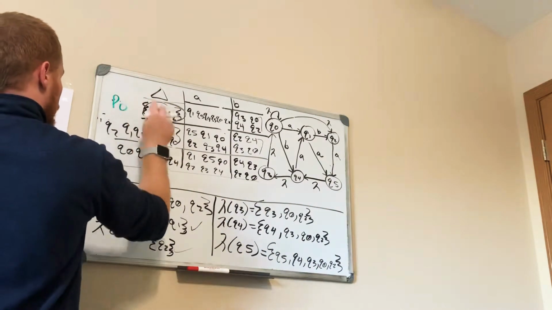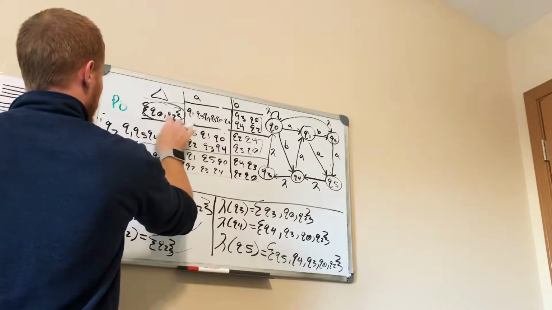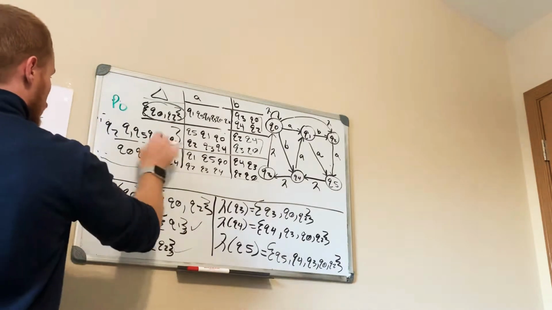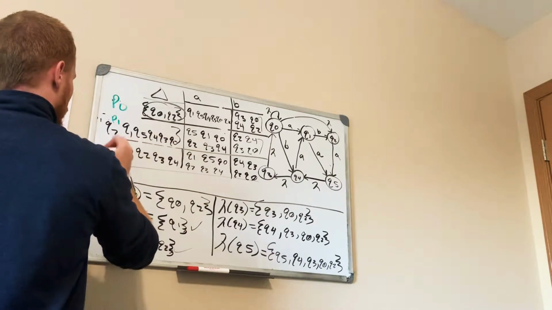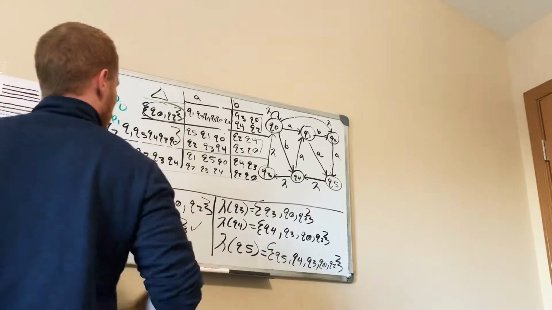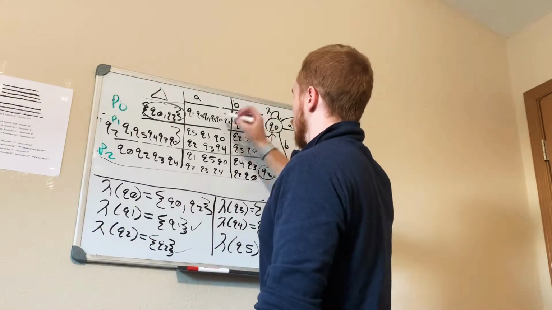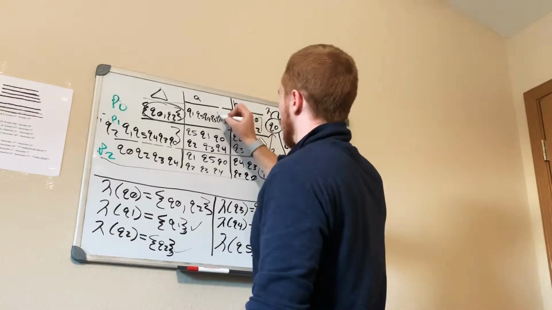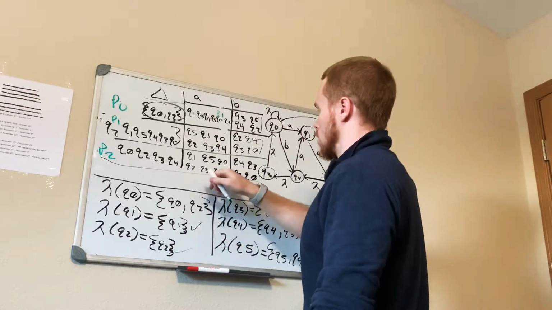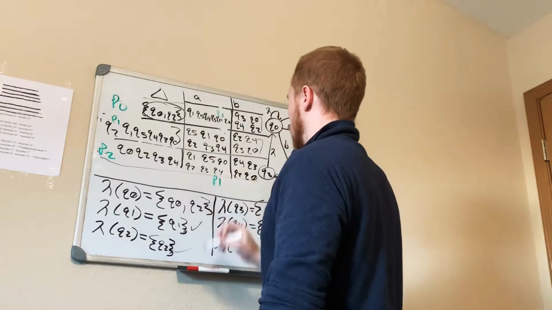So this we're converting to these two states. We're converting to P0. This we're converting to P1. We're converting this to P2. So P1 includes everything. This includes everything. This is P1.